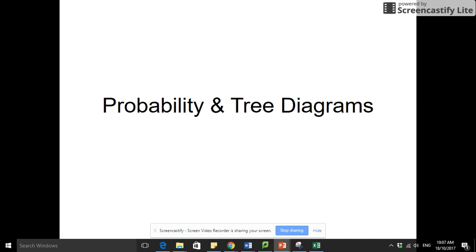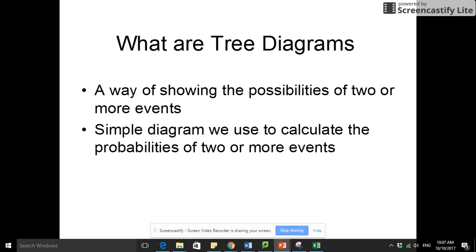All right, so we're looking at probability and tree diagrams, different to the ones that you've done before. So please take note. Okay, what are tree diagrams? They're a way of showing the possibilities of two or more events. It's a simple diagram we use to calculate the probabilities of two, which is what we're going to do now, or more events. Try and always be very neat with this.